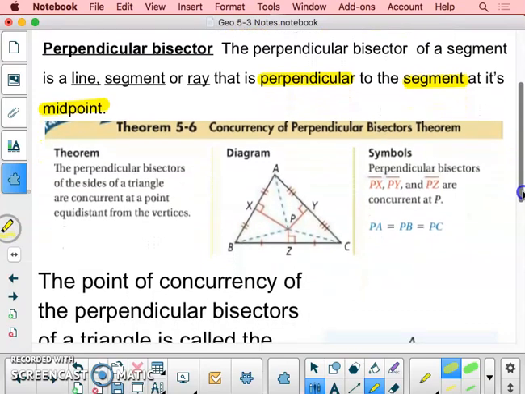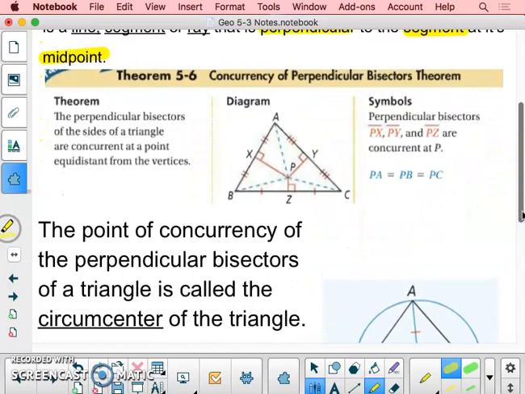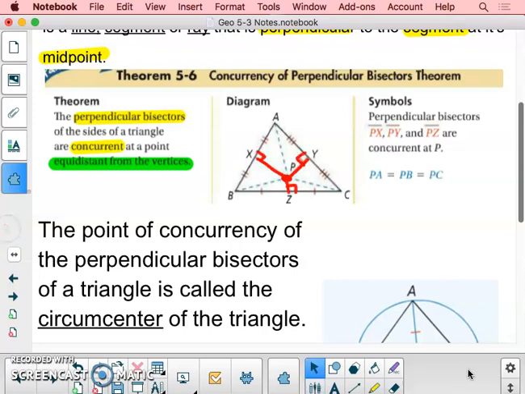What this theorem says is that a circumcenter always exists. The perpendicular bisectors are concurrent at a point, and here's the important part of what we're looking at today: that point is equidistant from the vertices. Here's my circumcenter, made by these red lines that are perpendicular bisectors. What ends up being true is the distance from P to C is the same as the distance from P to A, which is the same as the distance from P to B.